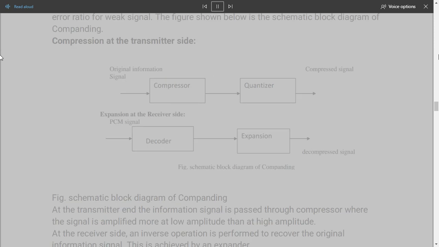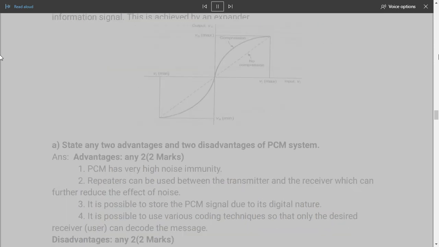The figure shown below is the schematic block diagram of companding. Compression at the transmitter side. The information signal is passed through a compressor, where the signal is amplified more at low amplitude than at high amplitude. At the receiver side, an inverse operation is performed to recover the original information signal. This is achieved by an expander.